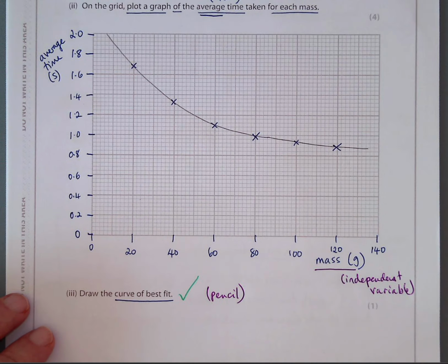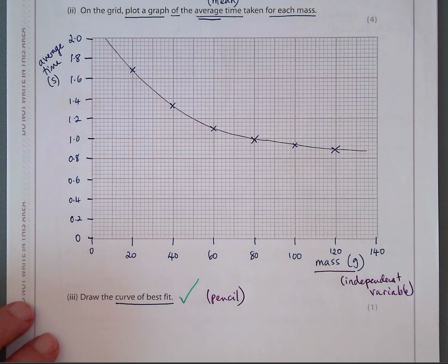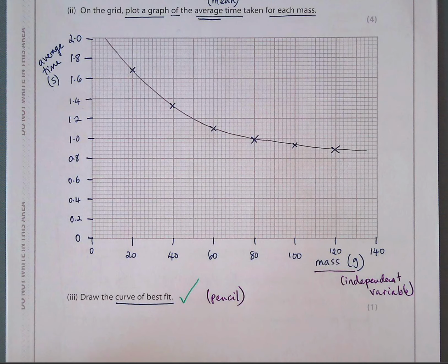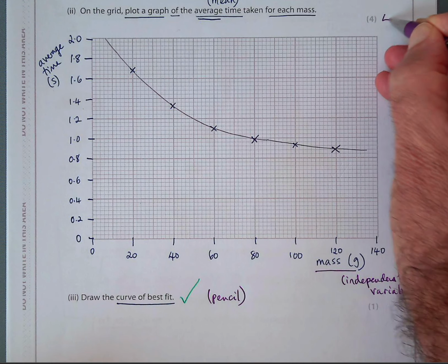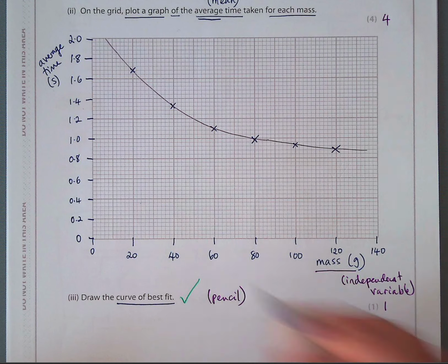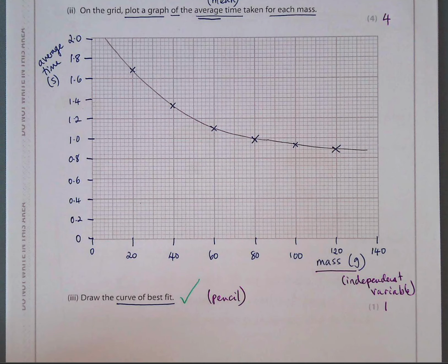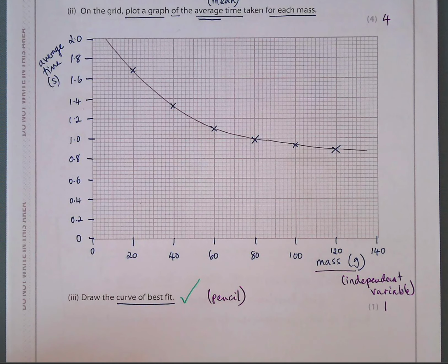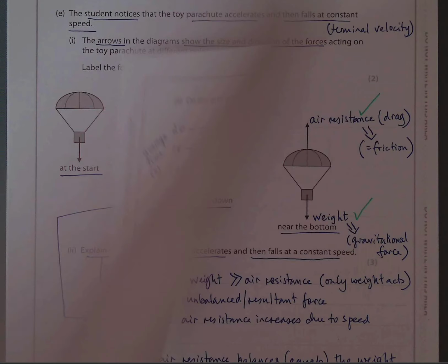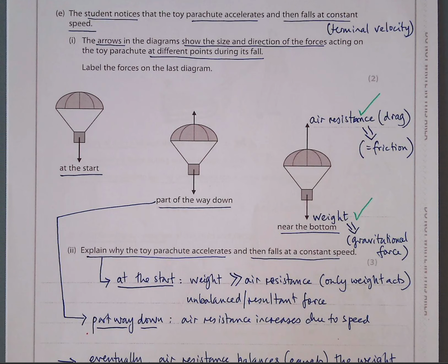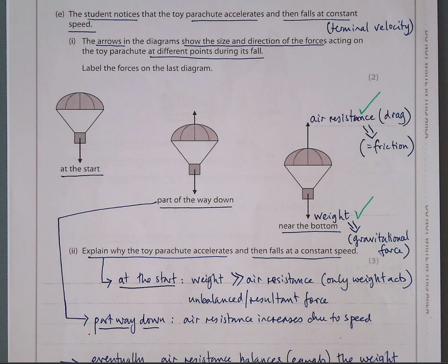Now they will check to see if your plots don't look right, and then 1 mark for the curve of best fit. So there you get 4 marks for that, and 1 mark for a nice smooth curve, and the smooth curve is drawn freehand. And then part E, so you see how long this question is? 17 marks. This is probably the longest GCSE question you can get, around 17 marks.